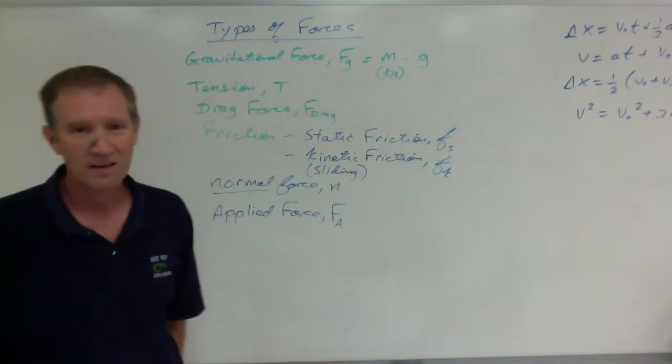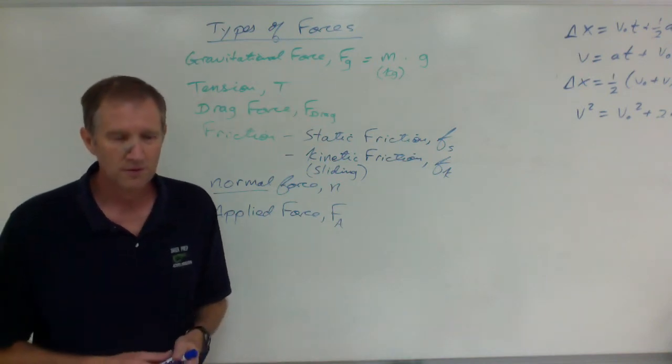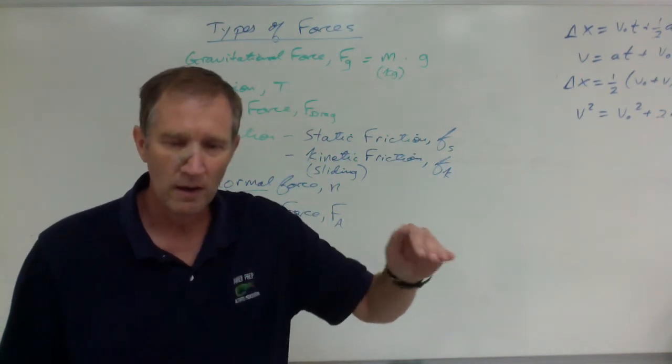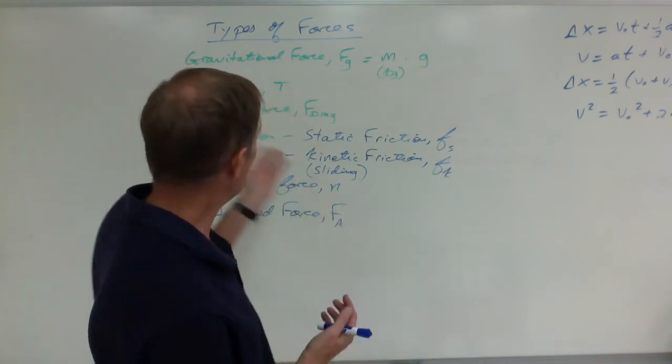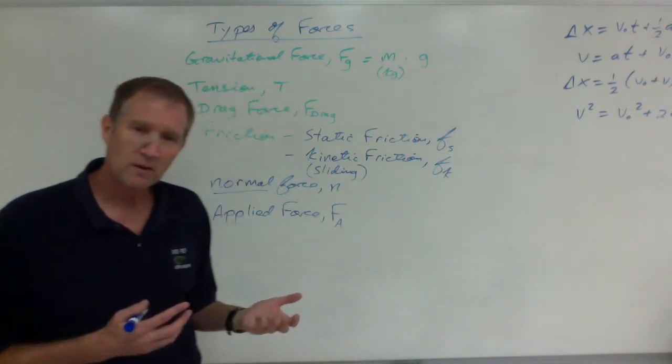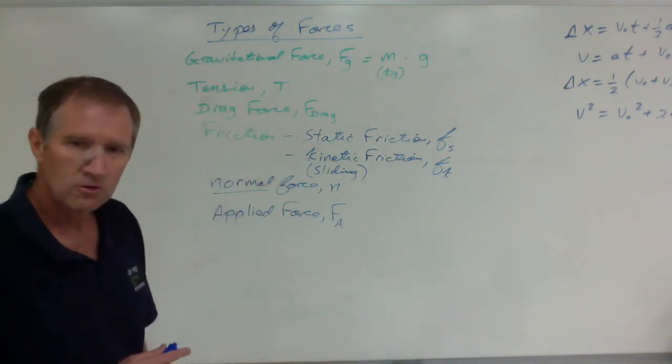This is not an exhaustive list. There are zillions of examples of this stuff. If you have an airplane that's flying through the air, you have a lift force. I call that F lift. That's electromagnetic. So electromagnetism shows up in all sorts of different ways. This is just to get us started, okay?